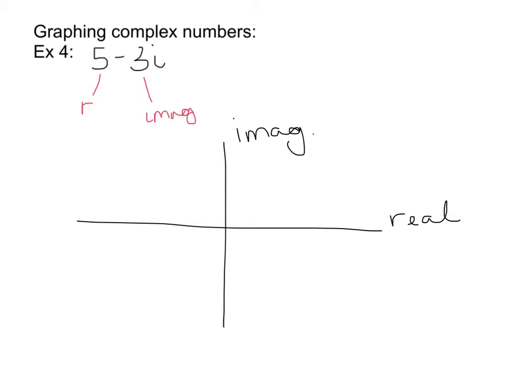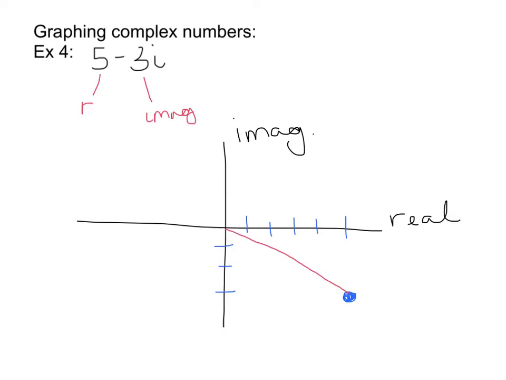The y-axis is now the imaginary axis. And +5 would be to the right, 1, 2, 3, 4, 5. And then minus 3 is going to be down 3. It's basically like you're plotting the point (5, -3), okay? So now let's also find the absolute value of the complex number 5 minus 3i. The absolute value is going to tell me the distance from the origin to my new point, okay?